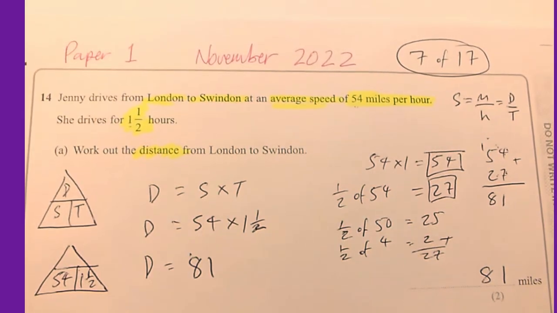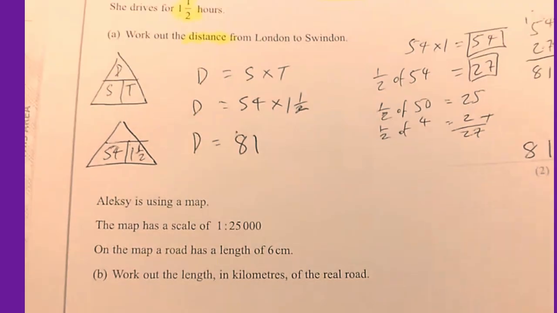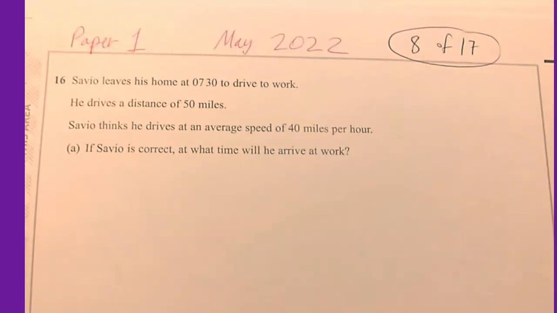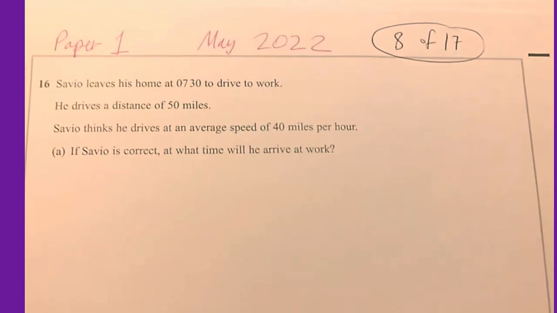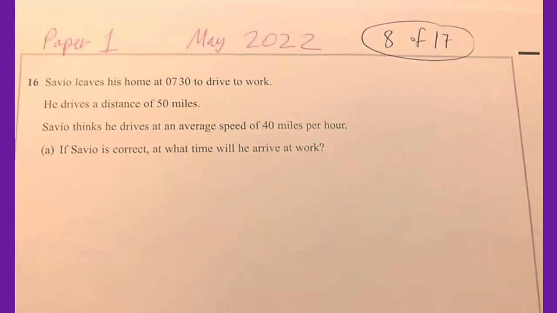Part B, we're going to ignore again because it's not really linked to speed, distance, time. It's another topic, which is for another time. Okay, this is now our 8th question of 17. And again, this is paper 1 of May 2022.